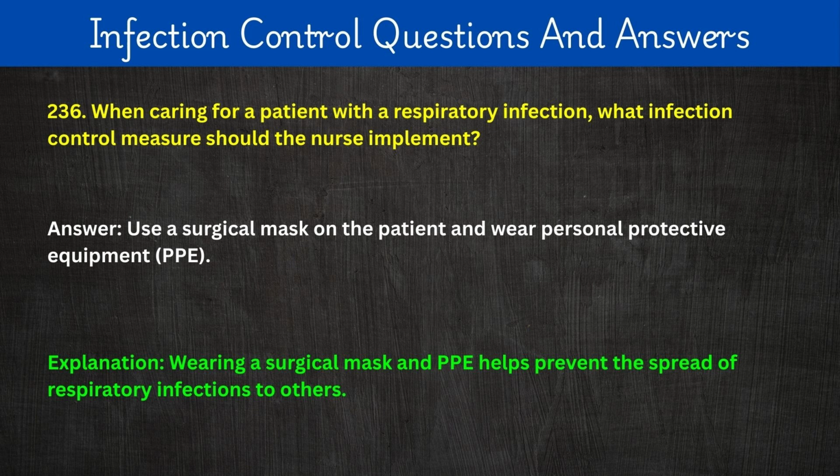236. When caring for a patient with a respiratory infection, what infection control measure should the nurse implement? Answer. Use a surgical mask on the patient and wear personal protective equipment, PPE. Explanation. Wearing a surgical mask and PPE helps prevent the spread of respiratory infections to others.